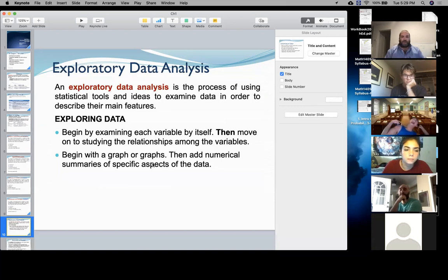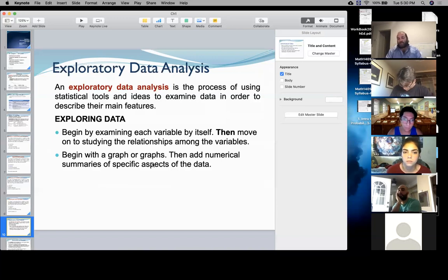Okay, thank you. Okay, an exploratory data analysis is the process of using statistical tools and ideas, which you don't have any yet, to be honest, you haven't learned any, to examine data in order to describe their main features. And we always begin by examining each variable by itself. So for example, suppose I was interested in how tall someone is when they are, let's say, 3 years old. So I get a survey or take a poll of thousands of toddlers, and I'm curious how tall they are when they're 3 years old.